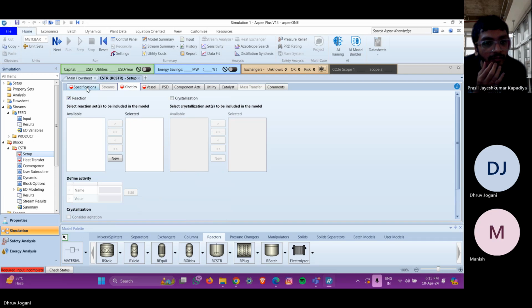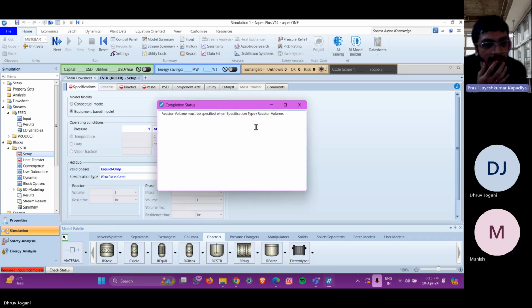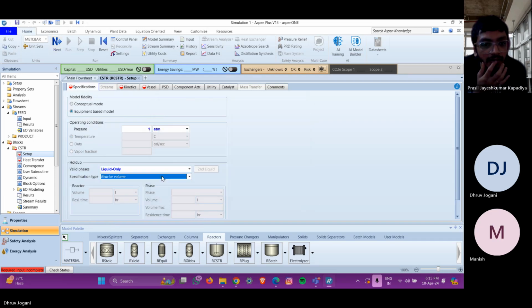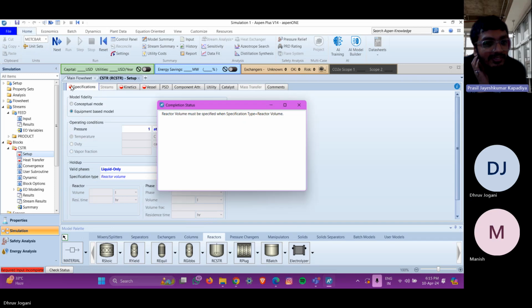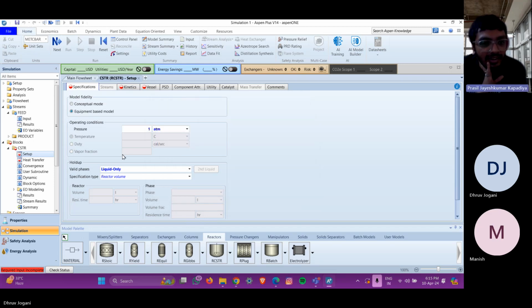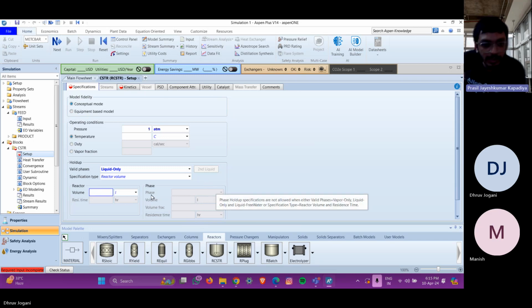Go again to specification. Reactor volume must be specified, but why is it not allowing it? Oh, weird. Okay, do one thing, just press conceptual mode. Okay, give the value of 0.15 cubic meter.